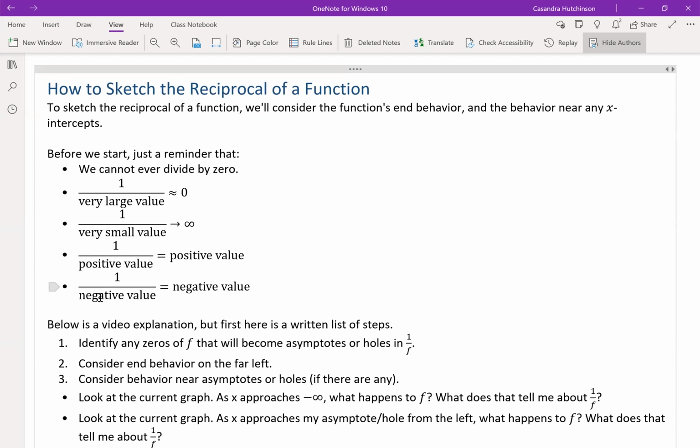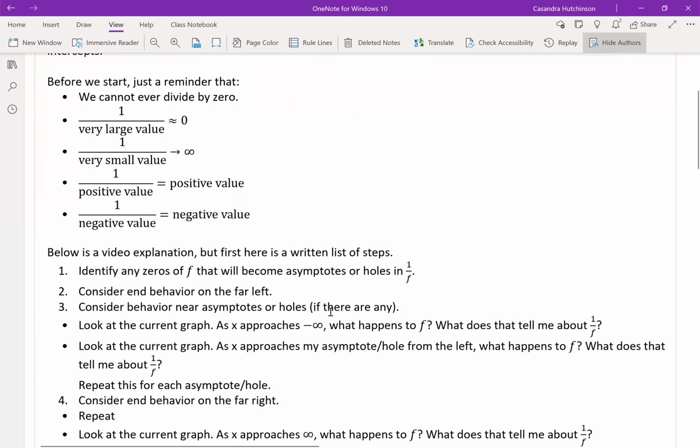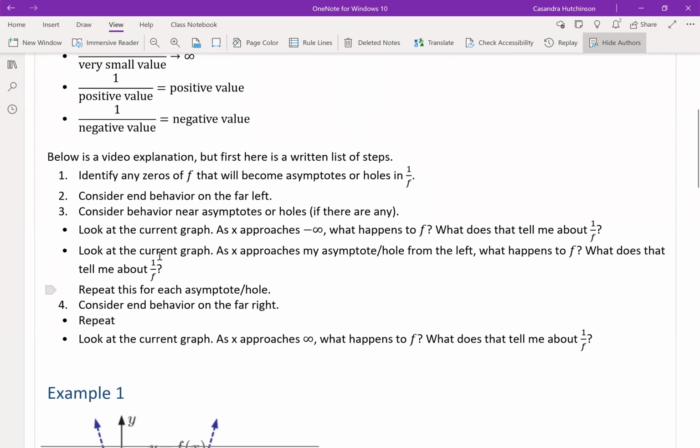So in general, when I try to graph this reciprocal transformation, I will basically follow these steps. I want to identify any zeros of the original function. I want to look at the end behavior on the far left, and then in the very end on the far right. And I want to consider the behavior around any asymptotes. So for a second, let's switch over to Desmos.